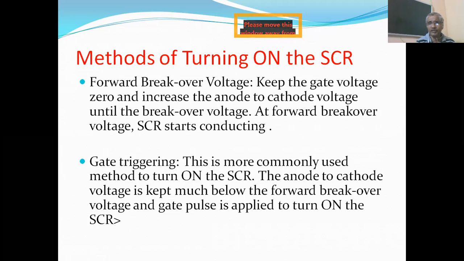Second method is to keep the anode to cathode voltage fixed and use the gate voltage to turn on the SCR. This is the most commonly used method to turn on the SCR. The anode to cathode voltage is kept much below the forward breakover voltage and a small gate pulse is applied, and once the gate pulse is applied, the SCR can be turned on. So these are the two methods for turning on the SCR.